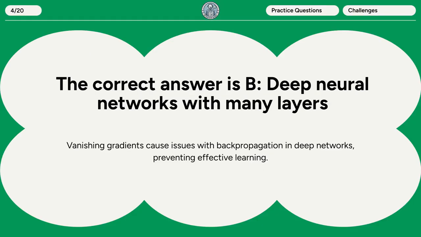The correct answer is B. Deep neural networks with many layers. Vanishing gradients cause issues with backpropagation in deep networks, preventing effective learning.